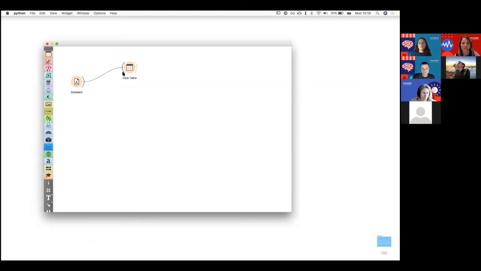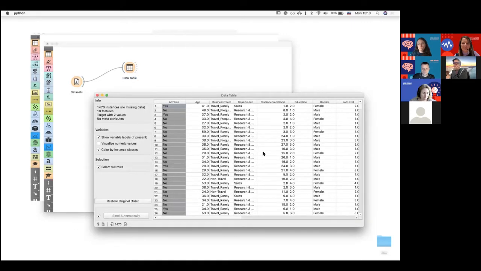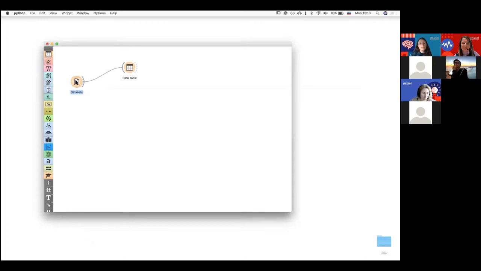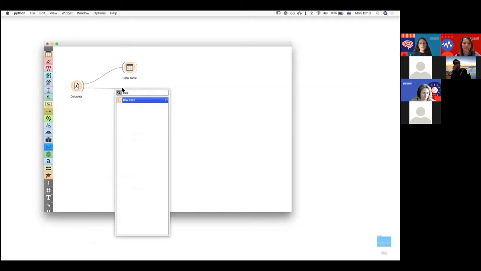Okay, so we have seen the data in a data table, but this is not that interesting. I mean, if I open it, okay, I have a bunch of numbers, some values here, but what we really want to know is what this data tells us, something like some valuable information. And for this, at the beginning, I always like to use visualizations. One of my favorite visualizations is called box plot. So I will again connect another widget and start typing box plot, and here it is.